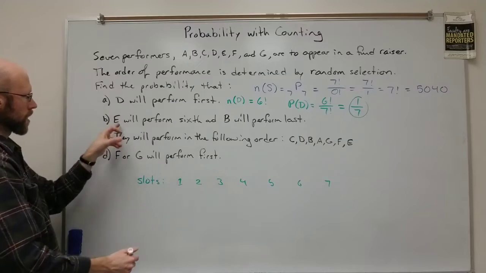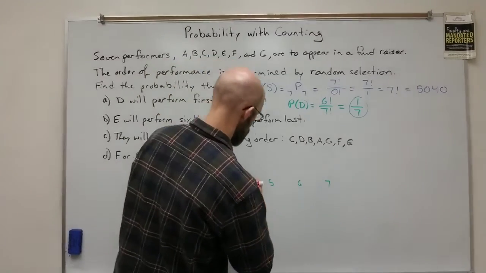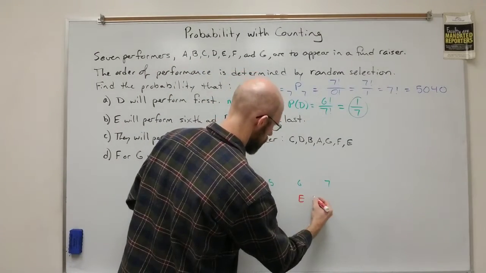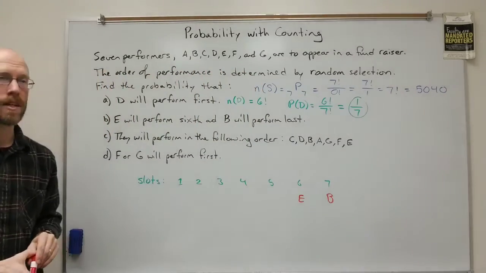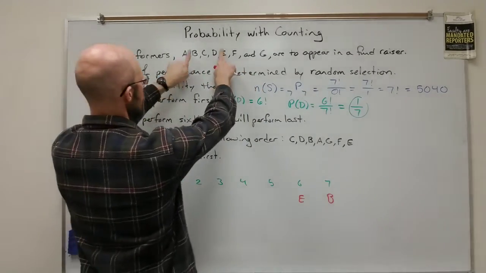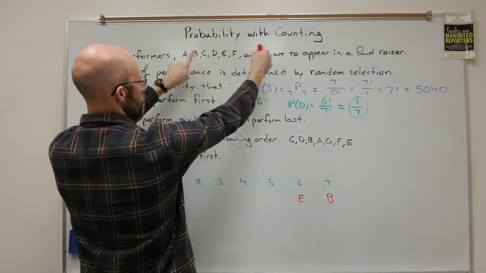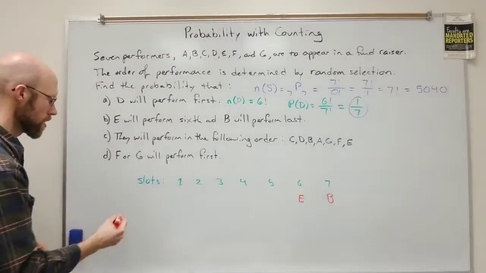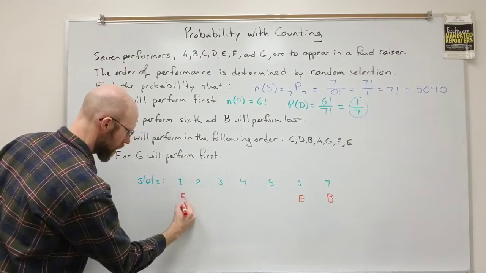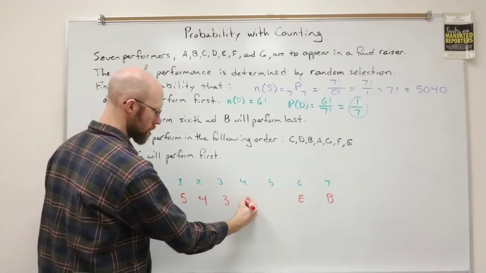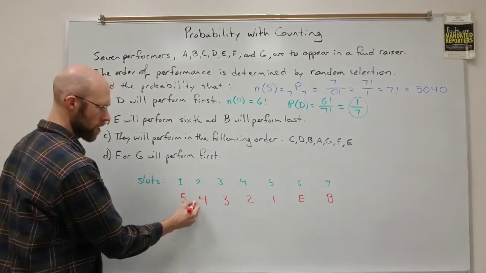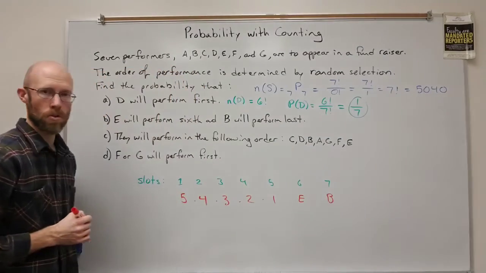7 slots, and I know E is sticking in 6th place, and B is last. So I've got 2 of them filled in. If I take E and B out, I have 1, 2, 3, 4, 5 options left. So there's 5 options for the first slot. Take that one out, there's going to be 4, then 3, then 2, then 1 left over. That's going to be 5 factorial.